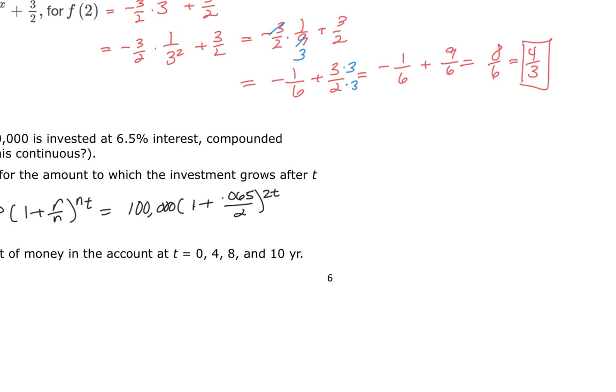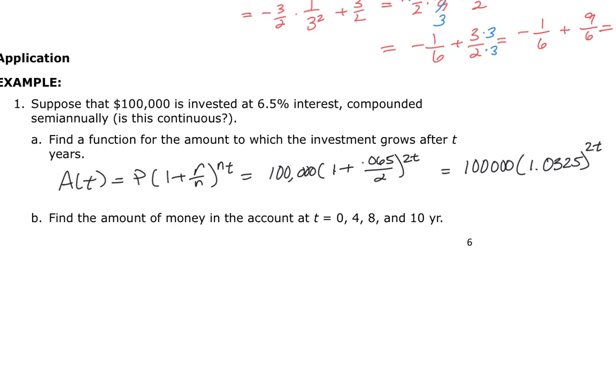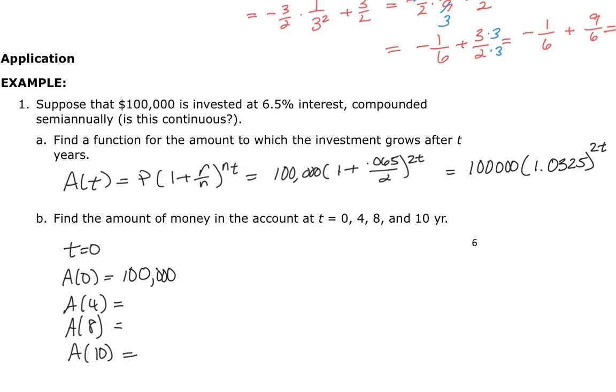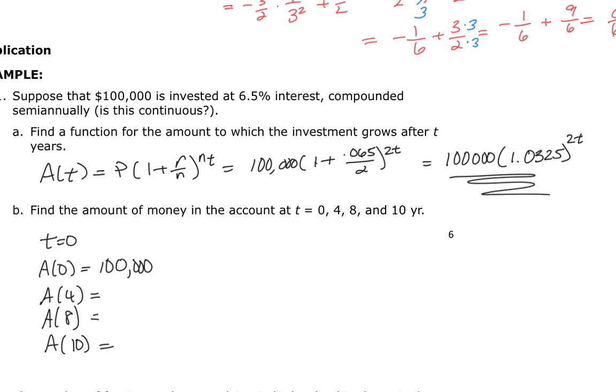So I can clean this up just a little bit, and I'm going to have 100,000 times 1 plus the 0.065 over 2, which is 1.0325, raised to the 2t. So if I want to know what it's like at t equal to 0, I'm going to do A of 0, which we know is the initial amount, which is the 100,000. A of 4, A of 8, and A of 10 is going to be using this formula over here. I'm just going to put in 4, 8, and 10.